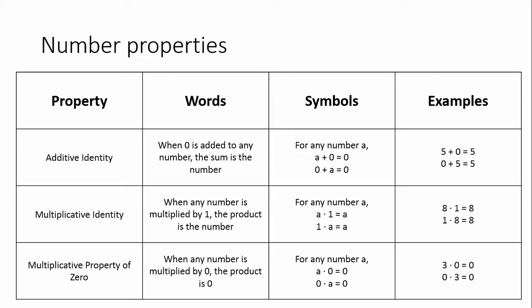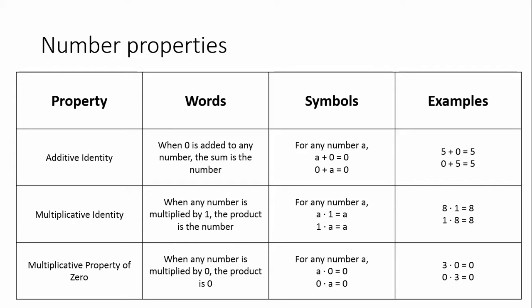So the additive identity, think addition. So when 0 is added to any number, the sum is the number. And in the example on the right, you see 5 plus 0 is 5, or 0 plus 5 is 5. The additive identity. So that's adding 0 to a number. The sum is that number.